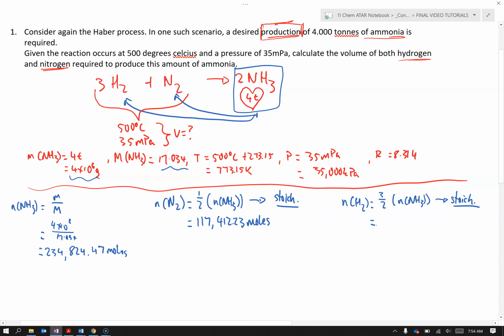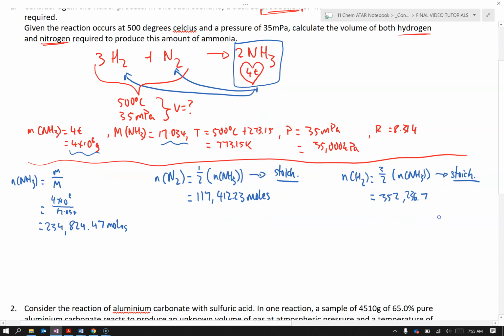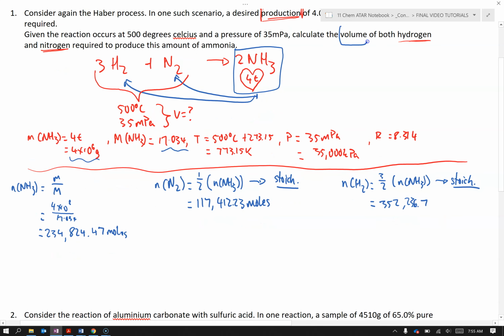And that will give me the number 352,236.7. Fantastic. Okay, but that is unfortunately not what the question is asking me. The question is asking me for the volume of these things. And so now I need to ask myself the question: volume, I have two options.